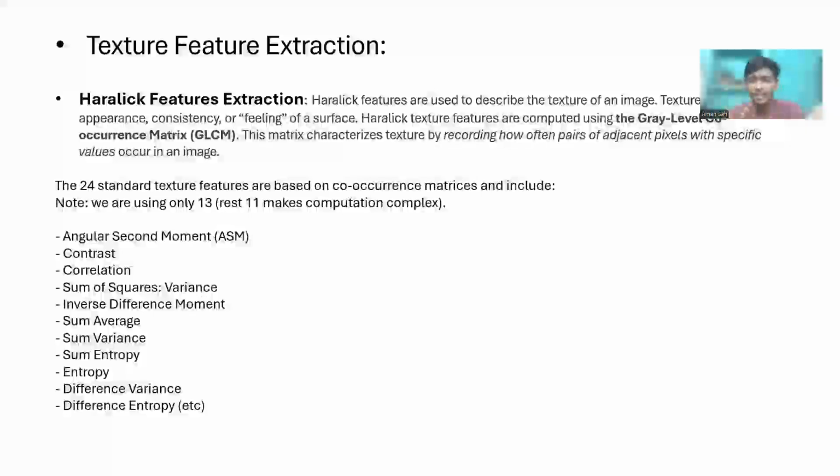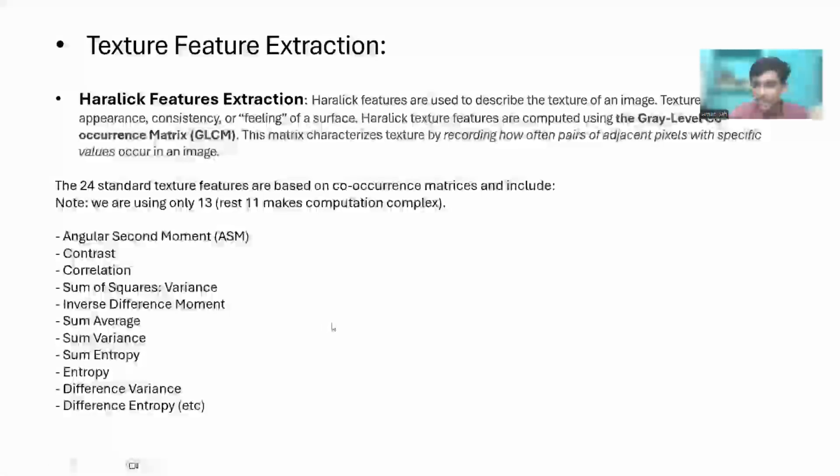The remaining 11 make the calculation more complex and computationally very ineffective. During my research I found that the first 13 columns help a lot compared to the rest of the 11 columns, which make the machine learning model introduce noise and biases. So what do these 13 columns represent? They represent angular second moment, contrast, correlation, sum of squares, variance, inverse difference moment, sum average, sum variance, sum entropy, and so on.